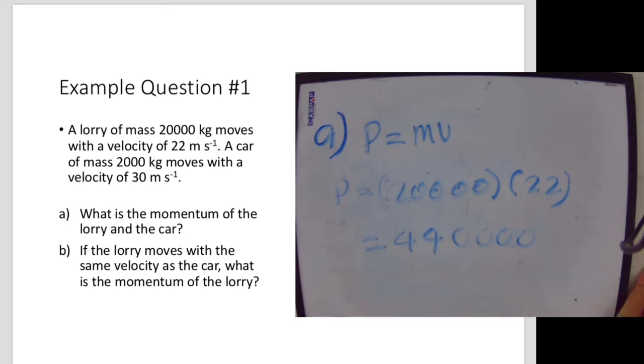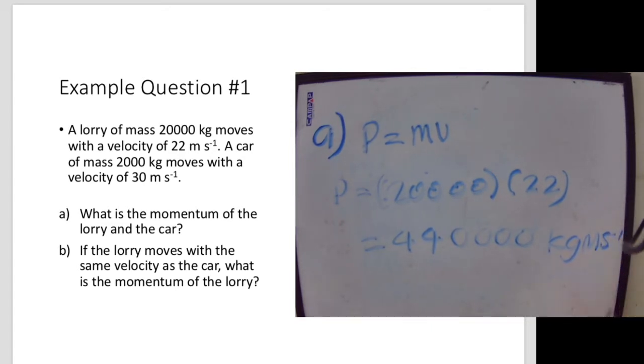So 440,000 kilogram meter per second. All right. So yes, very good. So you get the basic idea. Now, second question. Go on to question B. If the lorry moves with the same velocity as the car, what is the momentum of the lorry? Okay, so similar question. Go ahead and try to answer that. By now should be quite easy.